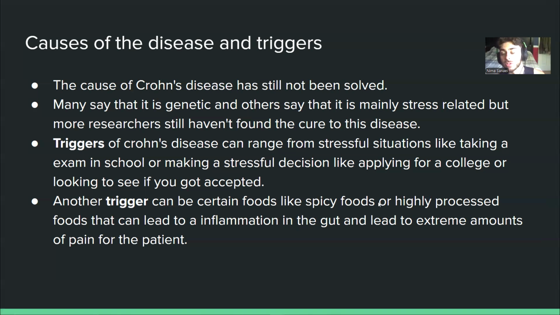Another trigger can be certain spicy foods, like highly processed foods or foods with a very high Scoville unit. Anything like that is going to cause a lot of irritation to your gut. It's going to make your gut sensitive and it's not going to know what to do with it. And you could potentially throw up or have a lot of diarrhea or any other GI issues that we mentioned previously in the signs and symptoms.